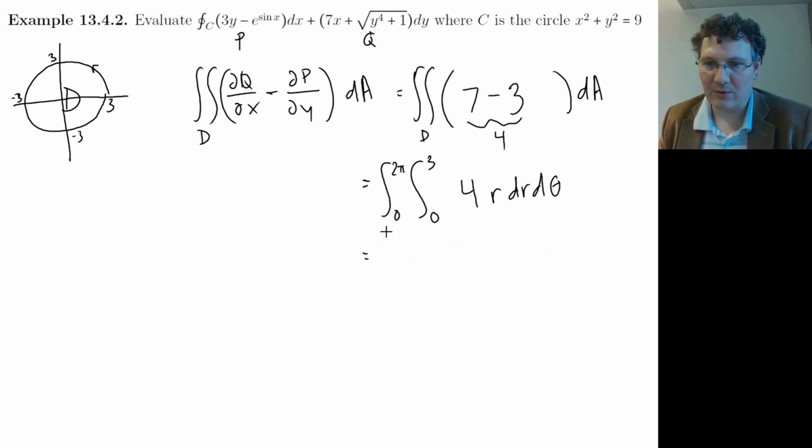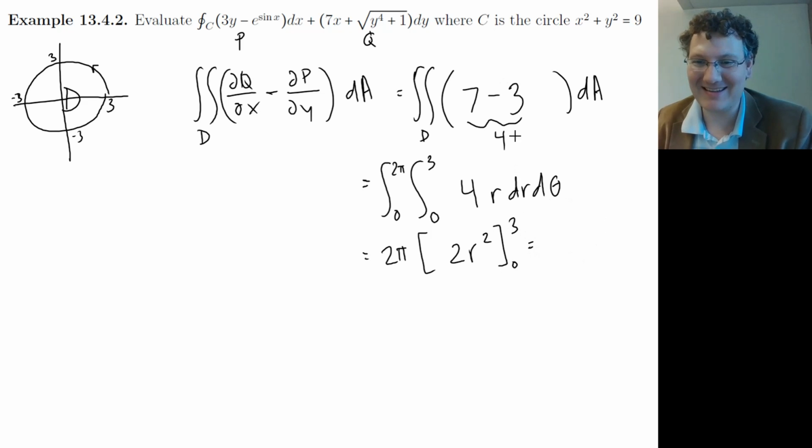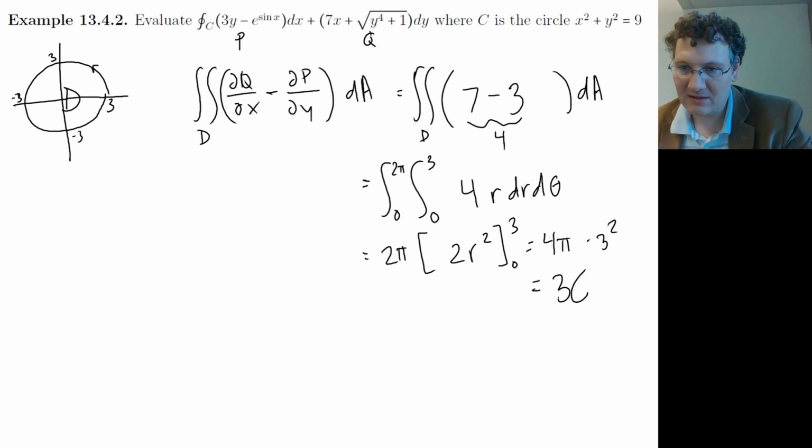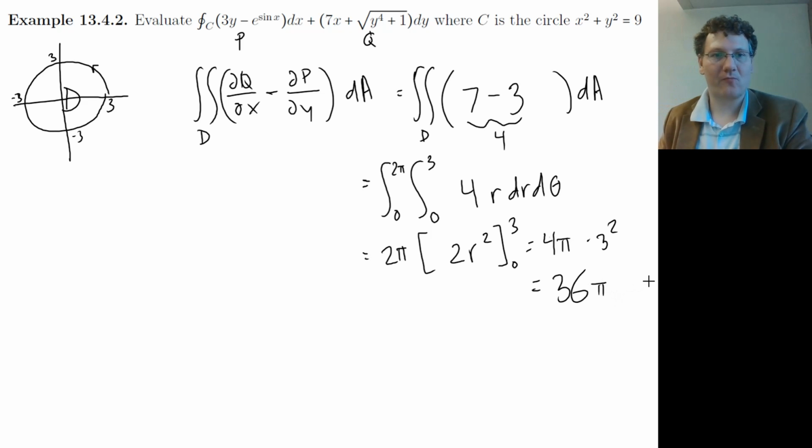We've got no theta, so I'm going to just put the 2 pi there, and this is going to be r squared. The 4 is going to be 4 over 2, so it's 2 r squared from 0 to 3. So we're going to have 2 pi. Actually, let's just write it. It's 4 pi times 3 squared. And so that's 9 times 4 is 36 pi.